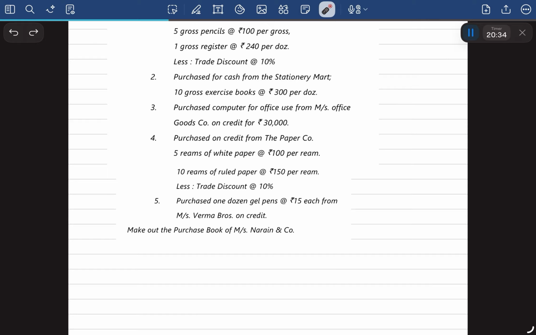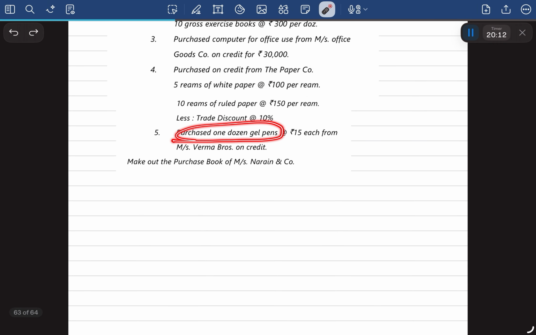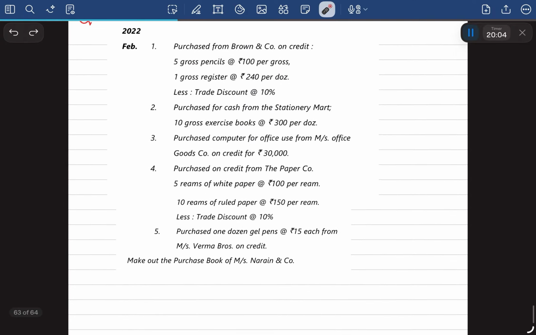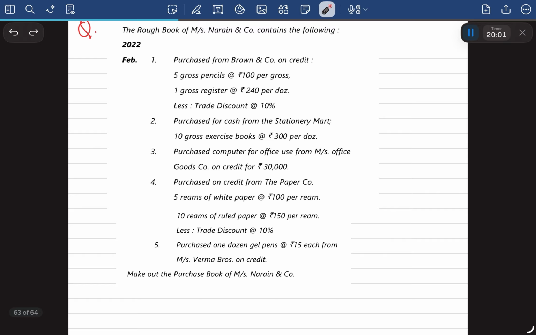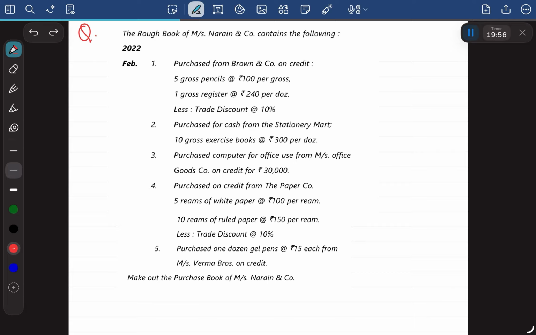Goods on credit for 30,000. Purchased on credit from the Paper Co.: 5 reams of white paper at the rate 100 per ream, 10 reams of ruled paper at the rate 150 per ream, less trade discount. Purchased 1 dozen gel pens at the rate 15 each from Messrs. Verma Bros on credit. Make out the purchase book of Messrs. Narine and Co.